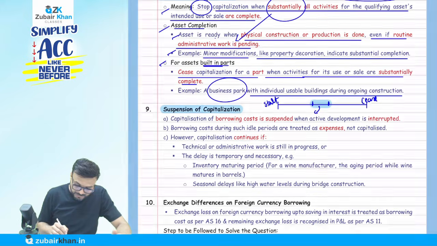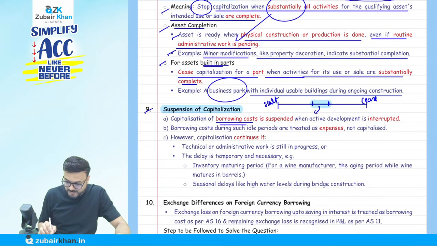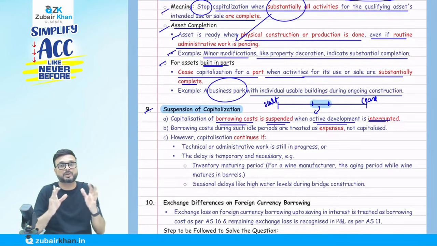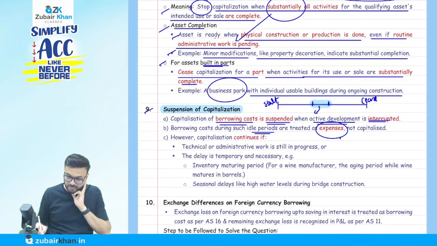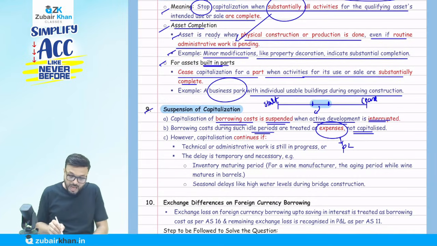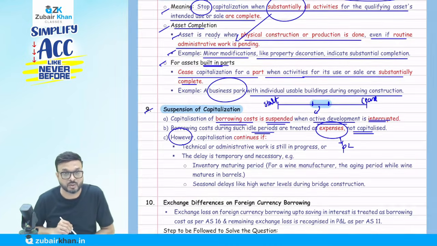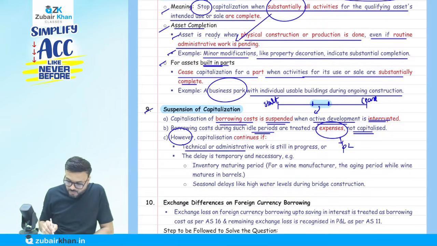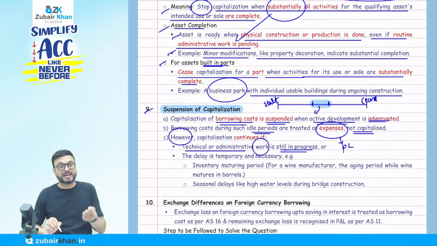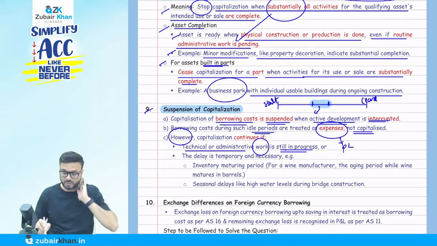Now we'll discuss that. They say capitalization of borrowing cost is suspended when the active development is interrupted. Work has been stopped during that particular period. Borrowing cost during such idle period is treated as expense. It means it will be charged to profit and loss account. It will not be added to the cost of the PPE. However, they say capitalization continues. We can still capitalize if the technical or administrative work is still in progress. If my administrative work is still going on, even if the work is stopped, no problem. You can still capitalize during this period also.